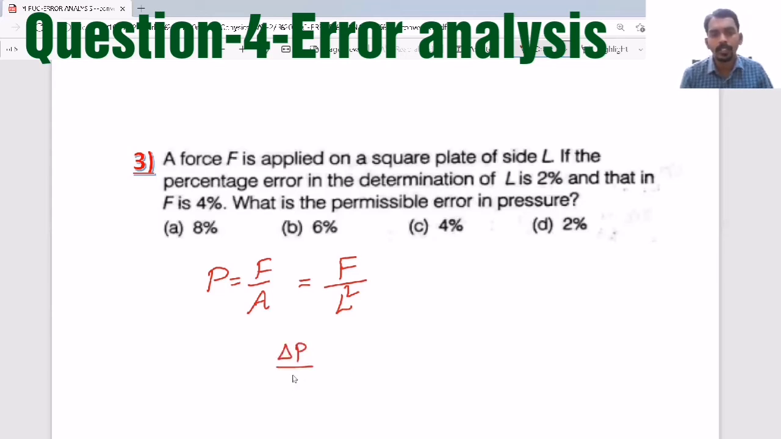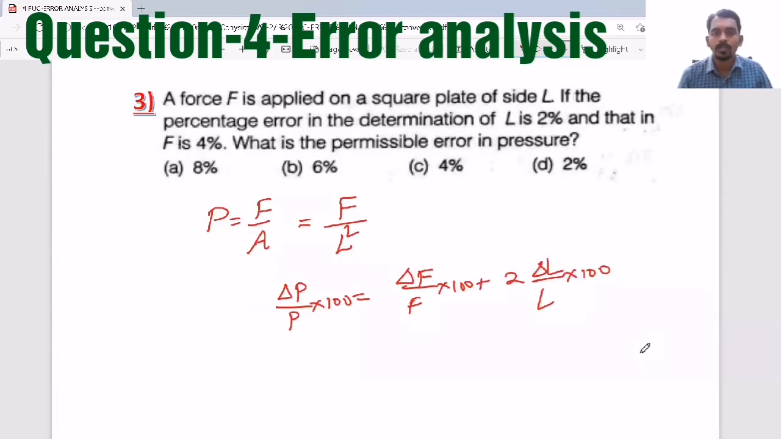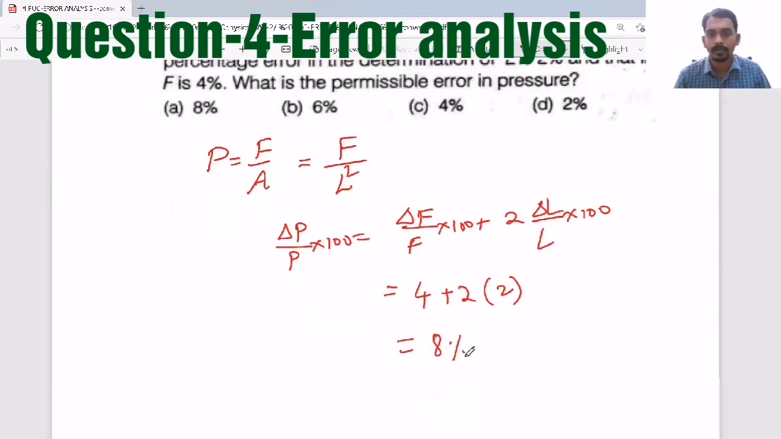Now if you take the percentage errors, delta P by P into 100 equals delta F by F into 100 plus 2 into delta L by L into 100. So now they have given each value. Delta F by F into 100 is 4. 2 into delta L by L is 2. So what is the answer you will get? 8%.